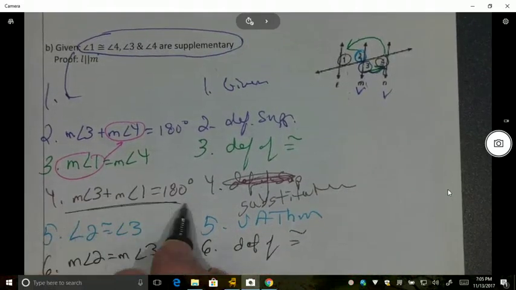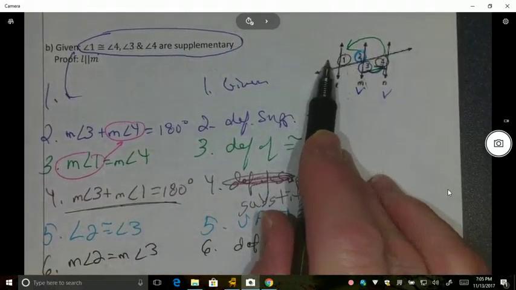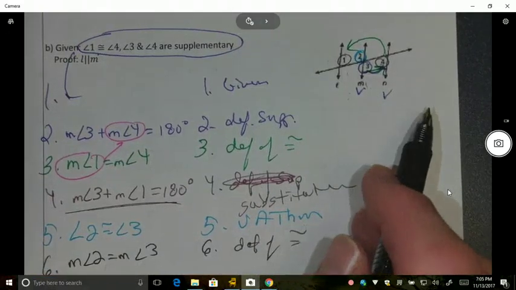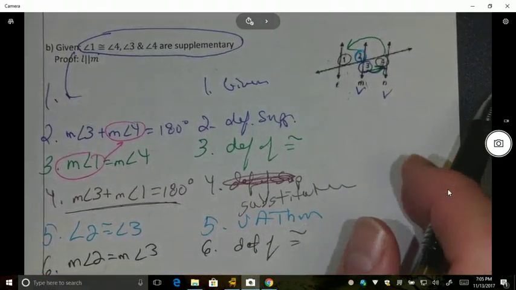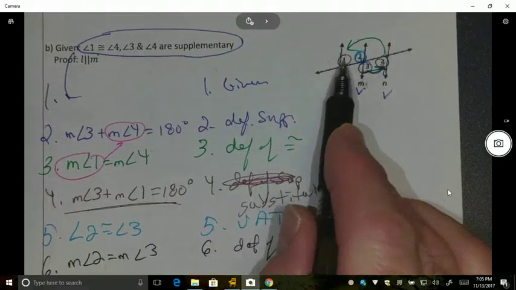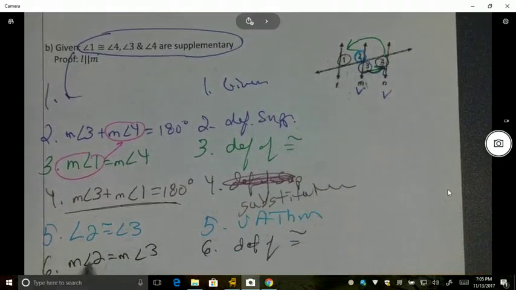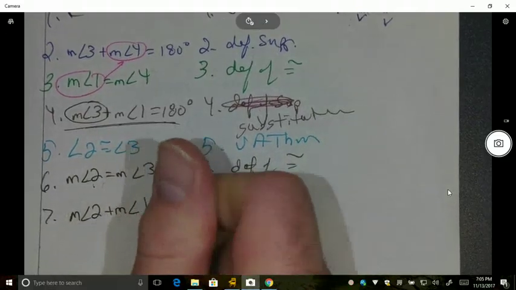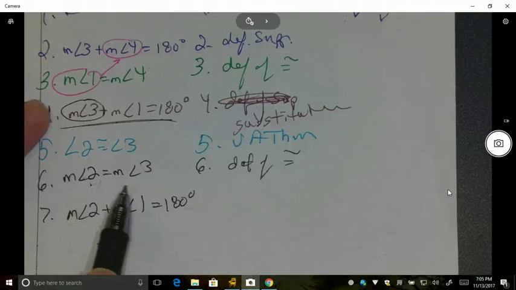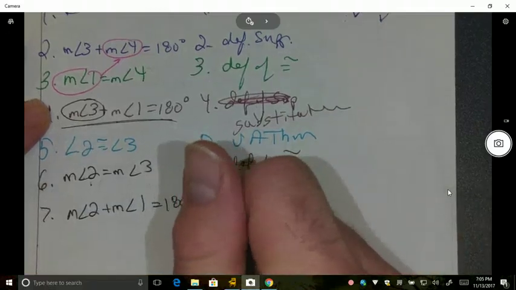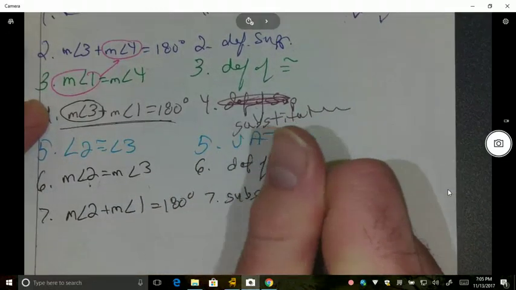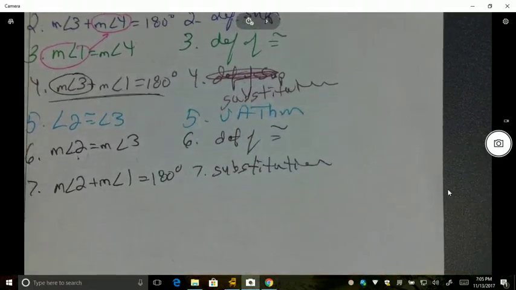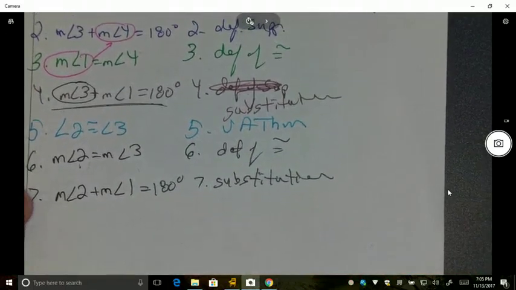Now I'm going back to this equation. I stopped because 3 and 1 had no special relationship. They weren't same side interior, they weren't corresponding, they were nothing. But 2 and 1 do have a relationship, and now I can plug 2 in for 3. Measure angle 2 plus measure angle 1 equals 180. All I've done was take this equation and replace the 3 with the 2. So that's, again, substitution. And now we have an equation connecting 1 and 2.